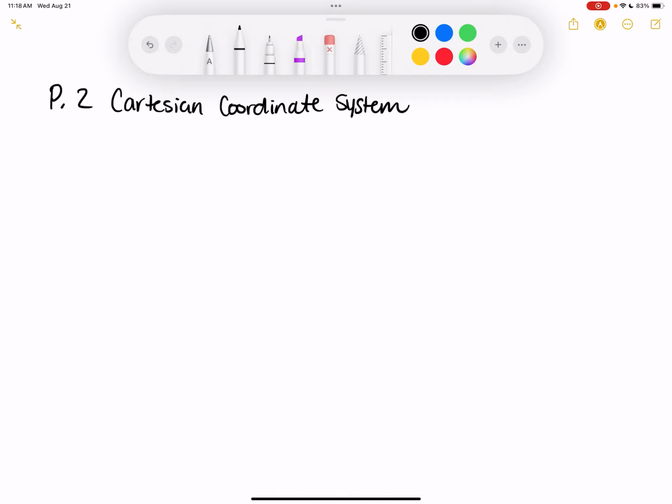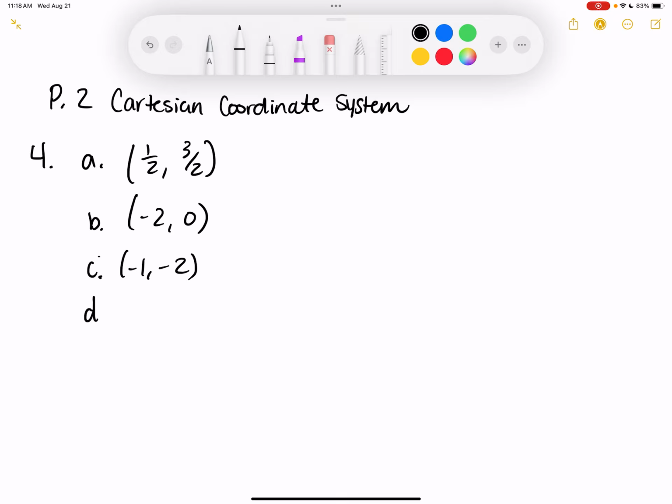Okay, number 4 wants us to name the quadrants containing the points. So I'm going to write down all the points and then we'll just say what quadrant they're in. Point A is 1/2 and 3/2. B is -2, 0. C is -1, -2. And D is -3/2, -7/3. And if something's on the axis, we just need to say what axis it's on.